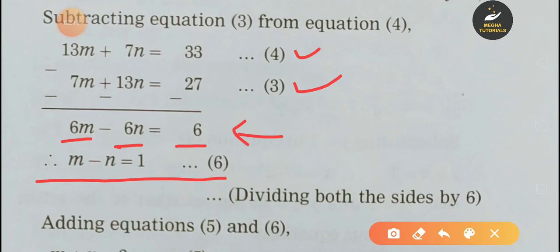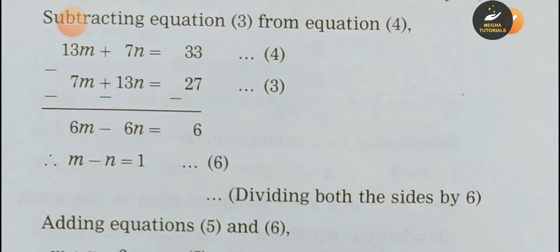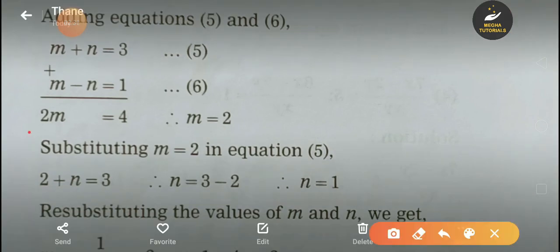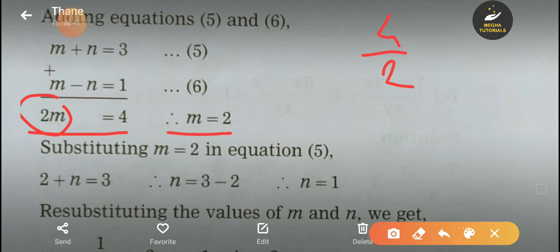Now we can solve equation 5 and equation 6 simultaneously. So we will add equation 5 and 6. So adding equation 5 and 6 to get 2m is equal to 4. So ये जो 2 है it will transpose to RHS side, that is we will get 4 upon 2, and 4 upon 2 is equal to 2. Therefore m is equal to 2. Now substitute m is equal to 2 in any equation. So we are substituting it in equation 5. So 2 plus n is equal to 3. So n is equal to 3 minus 2 and n is equal to 1.